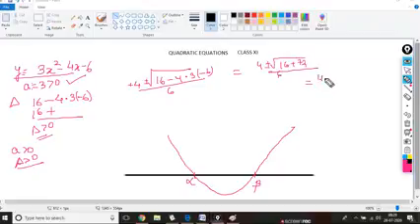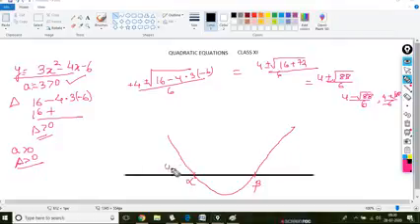How much is it? 4 plus minus, 72 plus 16 is 88, upon 6. So it is 4 plus minus under root 88 by 6. One root is 4 minus under root 88 by 6. Another root is 4 plus under root 88 by 6. So clearly this is a negative root. Minus under root 88 is much greater than 4. So I get this root as 4 minus root 88 by 6, and this root comes as 4 plus under root 88 upon 6.